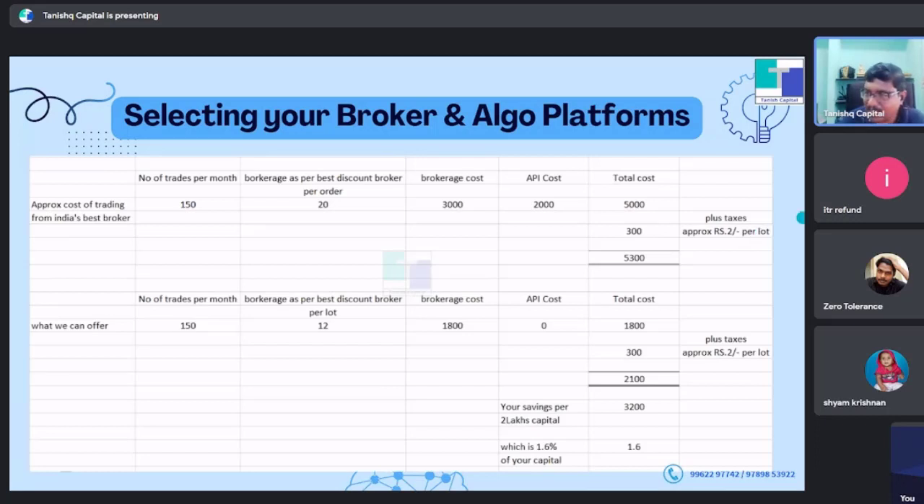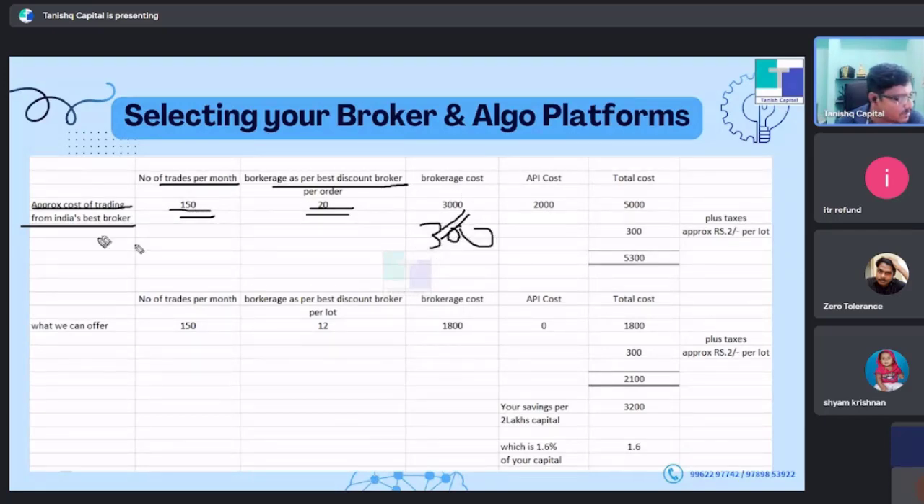So this is just a sample calculation. The approximate cost of India's best broker you can consider. Let's assume that the number of trades per month is 150, and the best discount broker charges generally per order. So with 150 trades per month, the brokerage cost at month end is coming around 3,000.